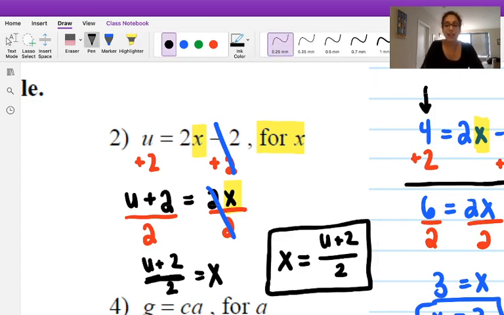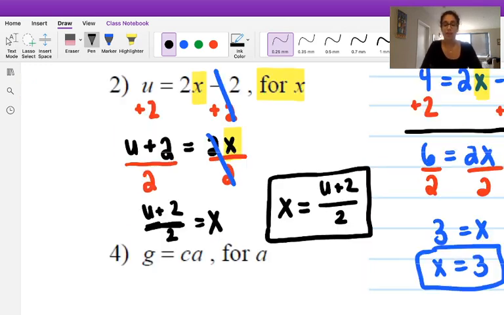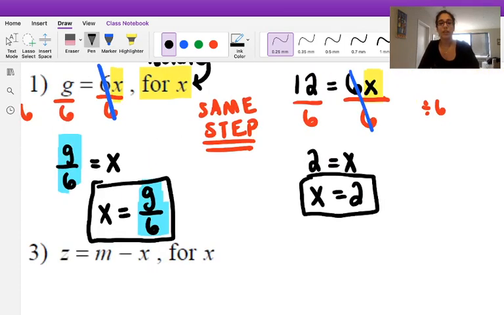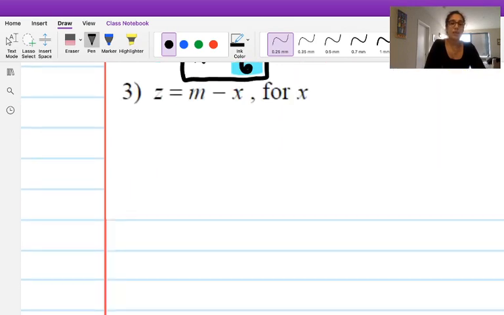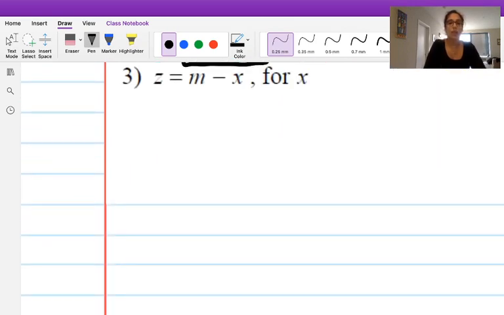Again, it's the same steps, except we don't know what u is, so we cannot combine the numbers together. Let's try another one. Here we have z equals m minus x. What are we solving for? We are solving for x.